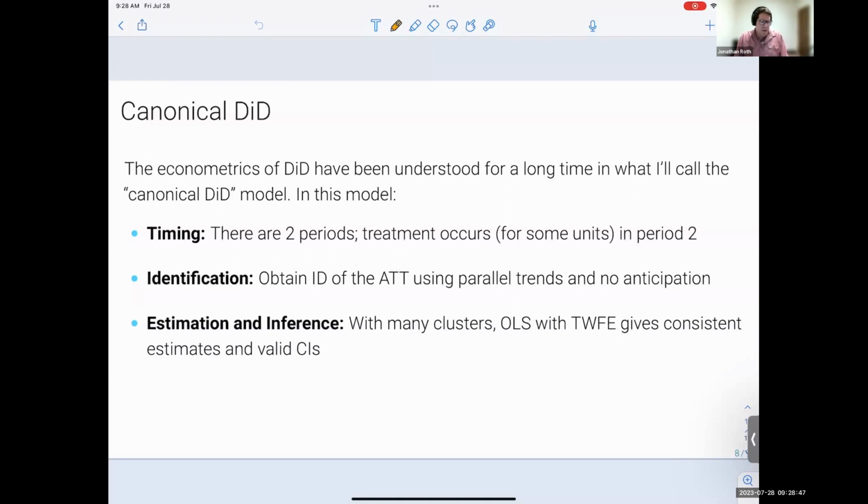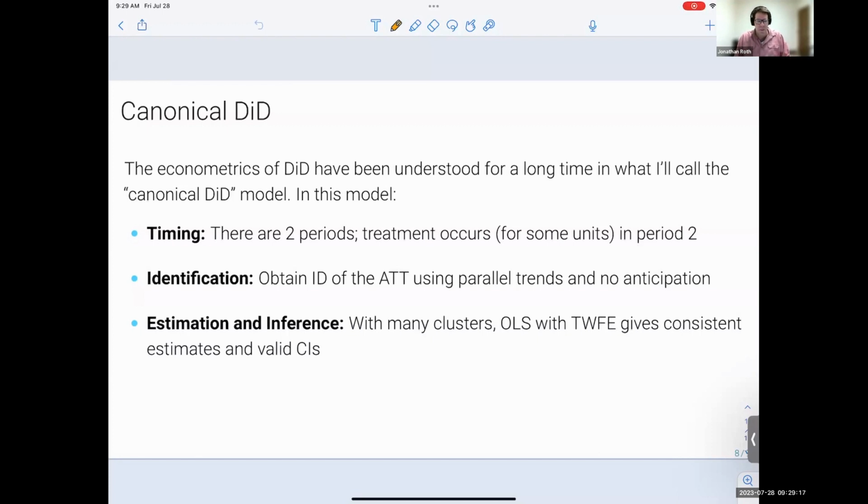And then we obtain identification. The key assumption is usually the parallel trends assumption. There's also something called the no anticipation assumption that says that the treatment doesn't have any impact prior to the period that it was implemented. And those 2 things together give us identification of the ATT, that is the average treatment effect on the treated, that is the average treatment effect for the treated units in period 2, the period where they were treated.